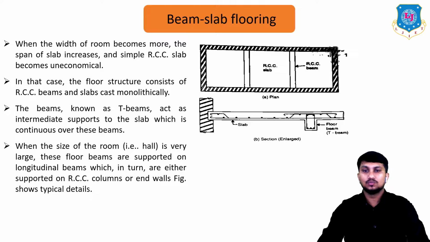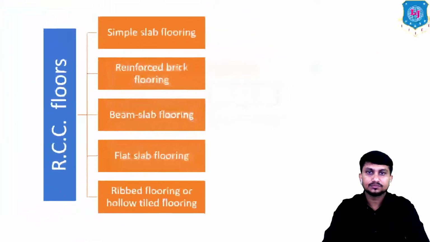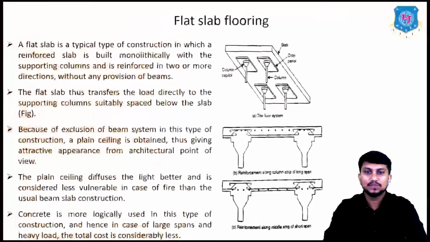When the size of the room or hall is very large, these floor beams are supported on longitudinal beams, which in turn are either supported on RCC columns or end walls. Okay, this figure shows the typical details of beam slab flooring. Next is flat slab flooring.